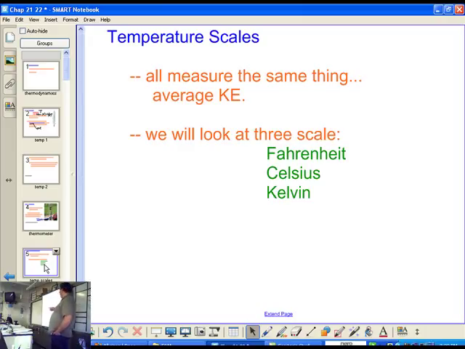But Rankine is to Fahrenheit what Kelvin is to Celsius. Okay, it's called the Rankine scale. But we're going to look at three scales. Fahrenheit, Celsius, and Kelvin. Like I said, we use Celsius and we use Kelvin. We're going to talk about Fahrenheit just because that's the one that is used in this country in our normal usage. And we're done.